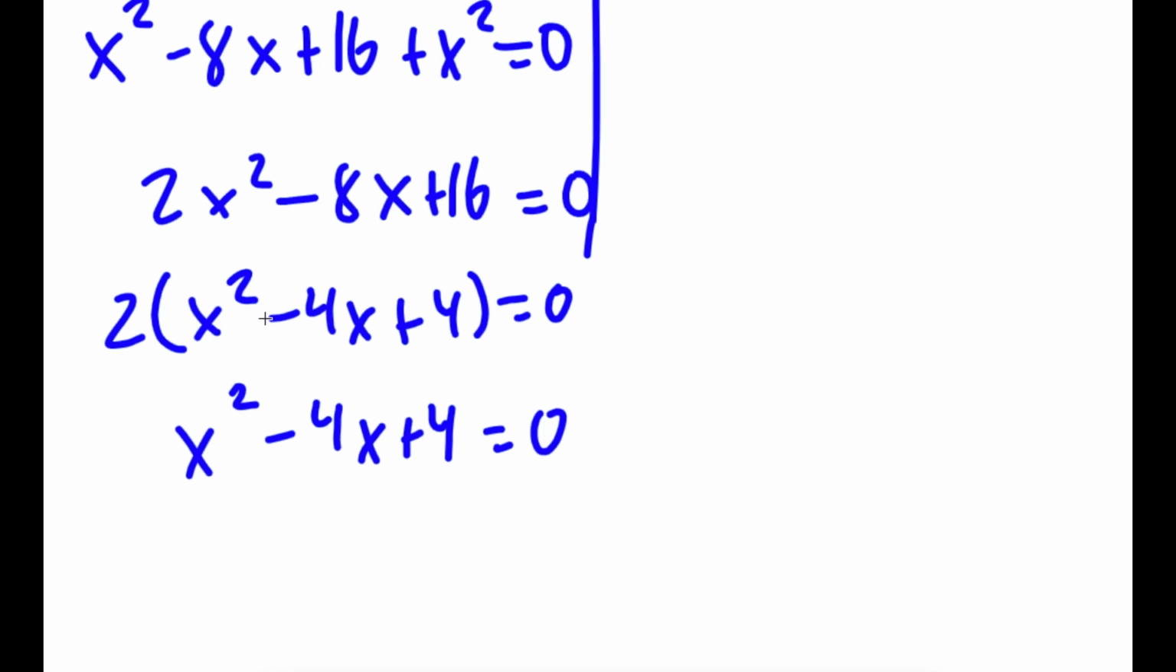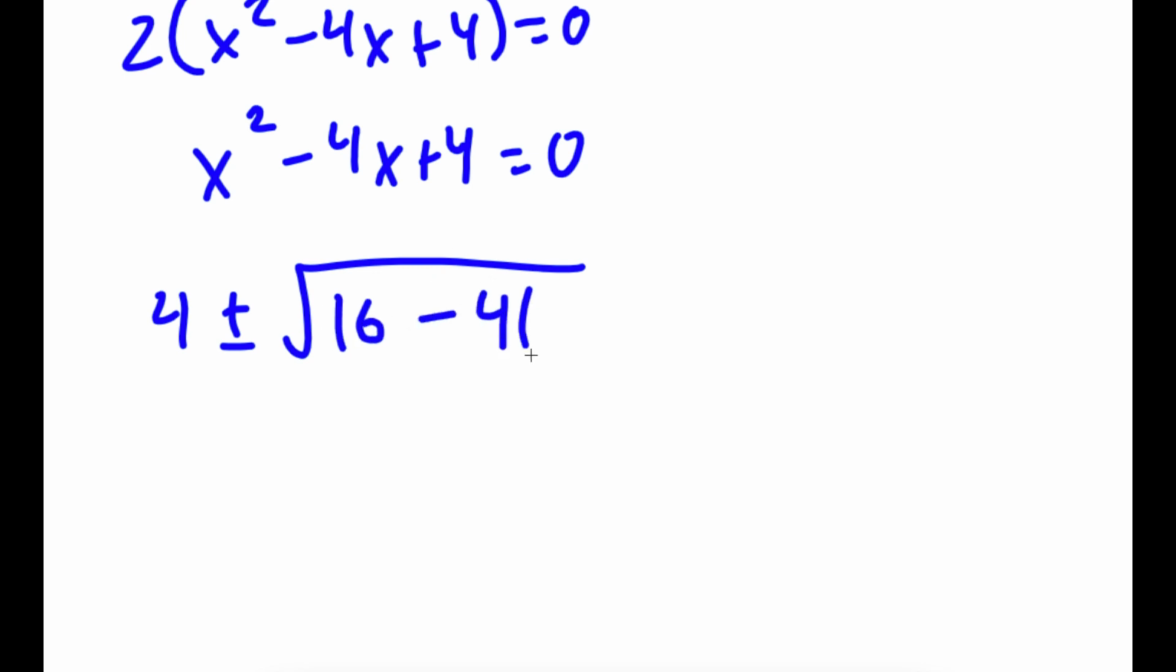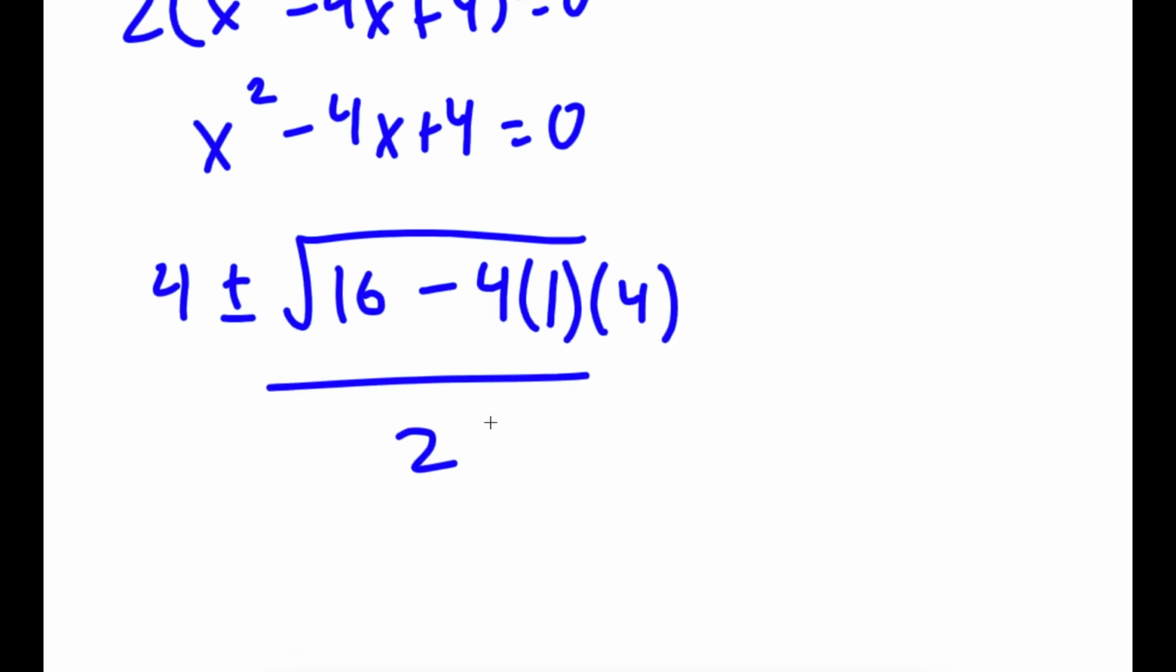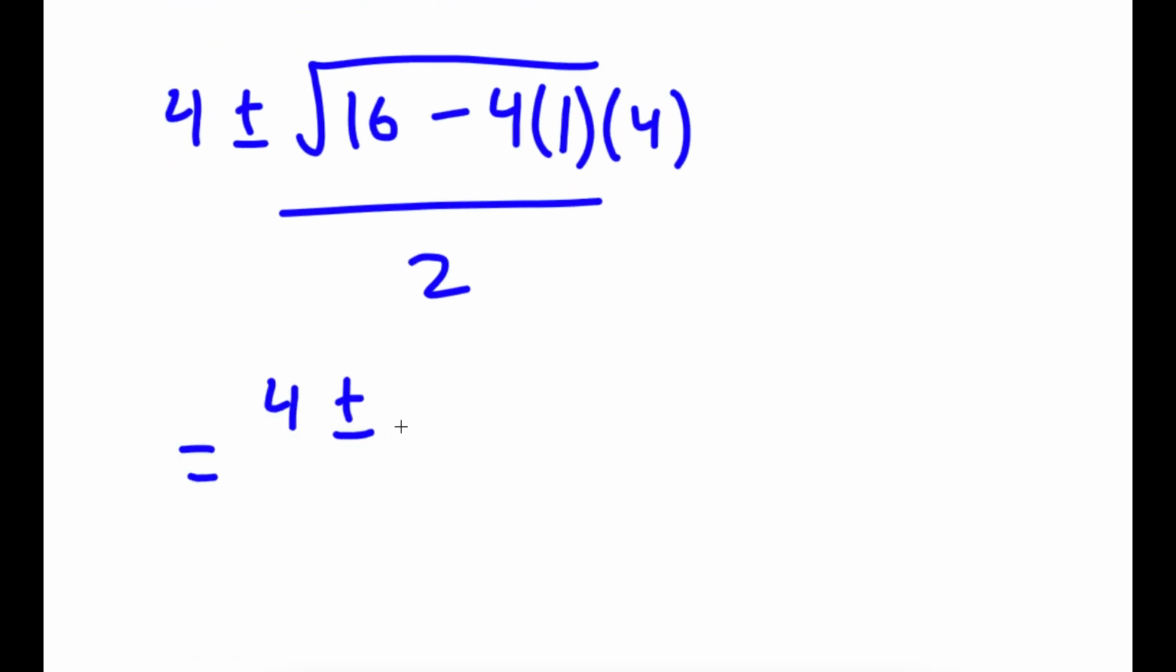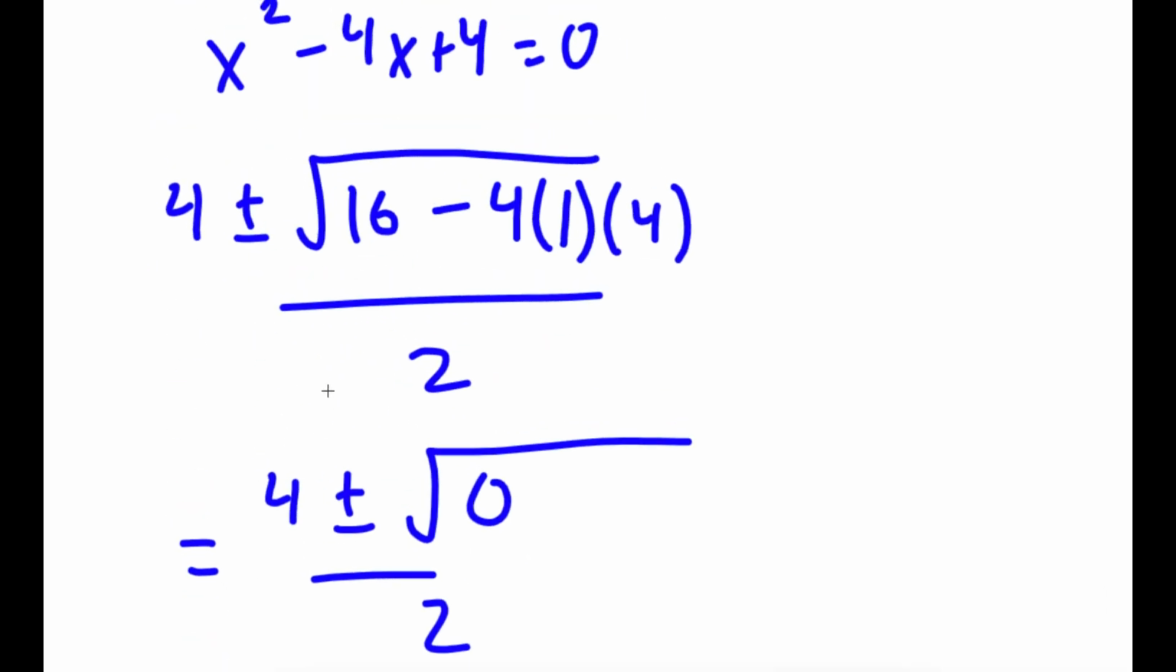Now, I'm going to use the quadratic formula, which is negative b plus or minus the square root of b squared minus 4ac, all over 2a. So in this case, I have 4 plus or minus the square root of negative 4 squared, which is 16, minus 4 times a, which is 1, times c, which is 4, all over 2a, so 2. And this is equal to 4 plus or minus the square root of 16 minus 16 is 0 over 2.